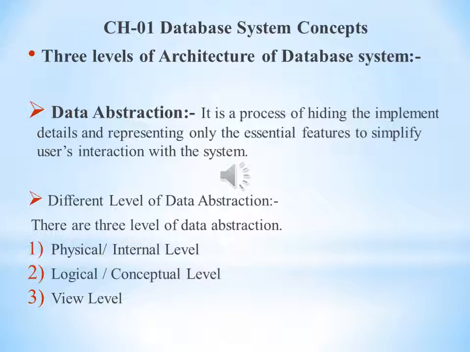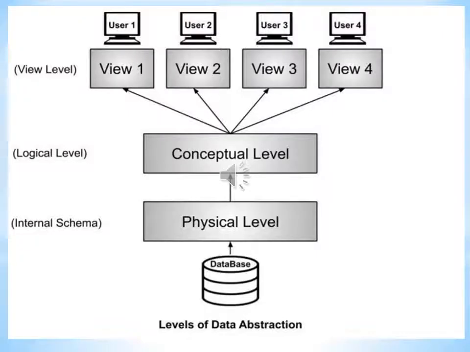Database systems are usually made up of complex data structures as per their requirements. To make the user's interaction easy with the database, the internal irrelevant details can be hidden from users. This process of hiding irrelevant details from the user is called data abstraction. There are three levels of data abstraction. First is the physical level, second is the logical level, and third is the view level. Let's see the diagram of the levels of data abstraction.